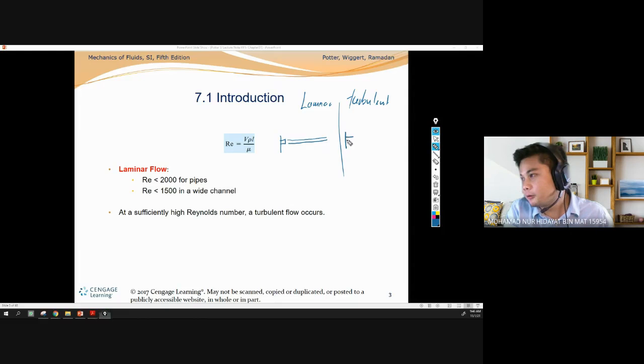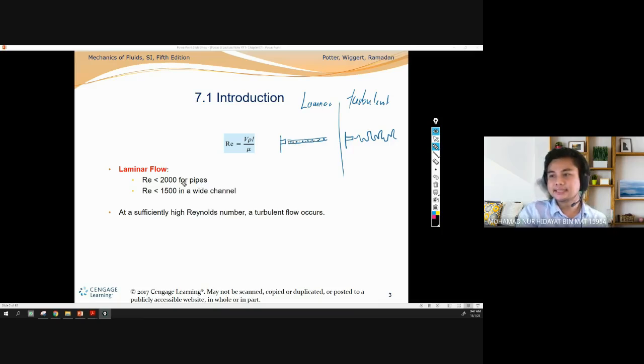If this is the flow of turbulent, it will flow like this. Are you managing to capture this? Do you understand the difference between laminar and turbulent? The flow is very steady. There is no change of motion. Even the particles here flow in the same path, in a straight line. This is laminar.